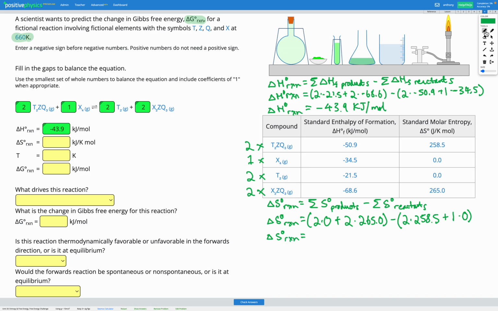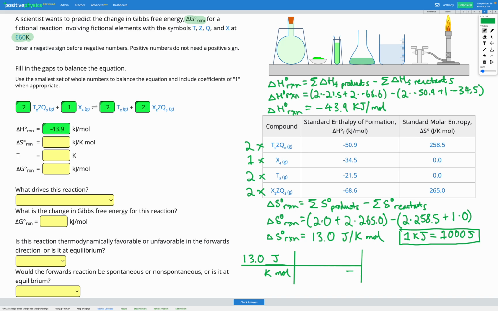So if we put that all into our calculator, we're going to get an entropy change of reaction of 13.0 joules per Kelvin mole. However, we need that to be in kilojoules per Kelvin mole. So let's do a conversion. We're starting with 13.0 joules per Kelvin mole. And remember, 1 kilojoule is equal to 1,000 joules. That's our conversion factor because kilo means 1,000.